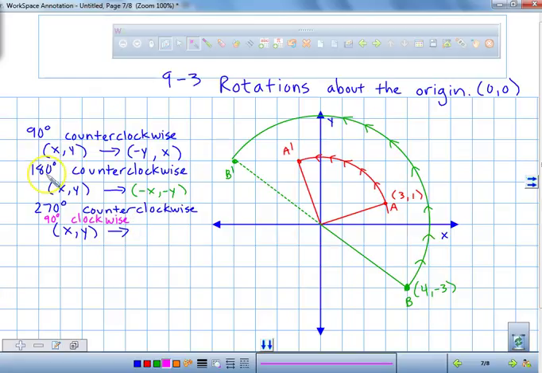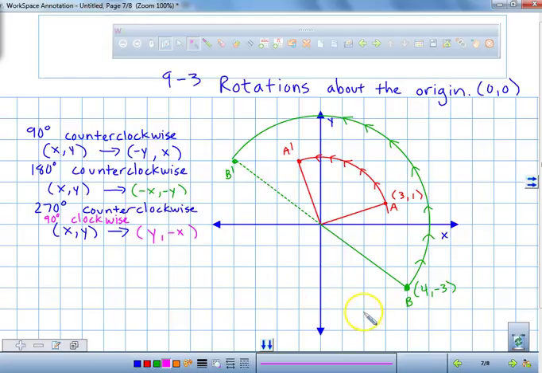Just like this is the same as saying 180 degrees clockwise. This is the same as 270 degrees clockwise. Okay? So 90 degrees clockwise. Here's the rule. We're going to change colors right here. The rule is going to be a y and a negative x.